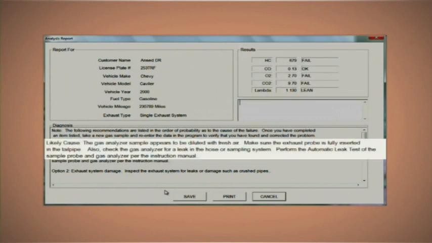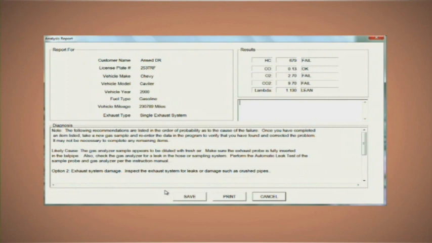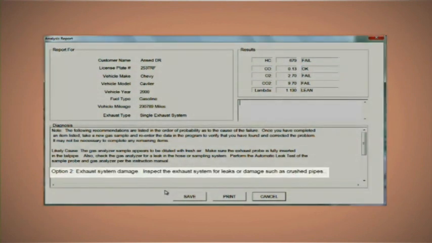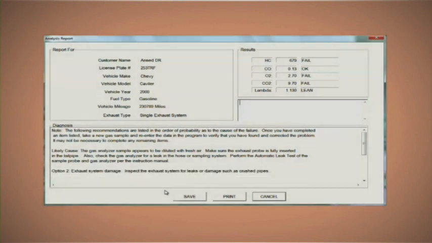The most likely cause was a diluted gas analyzer sample. However, we checked that and everything seemed to be good with the leak check on the analyzer. Option 2 was exhaust system damage. So we did take a look at the vehicle. We did a smoke test on the exhaust system and found that the exhaust manifold was leaking.